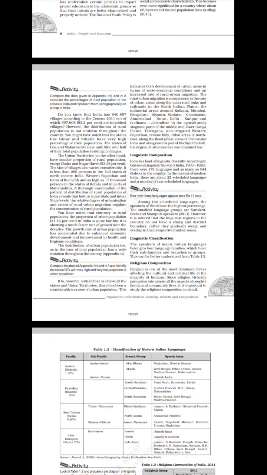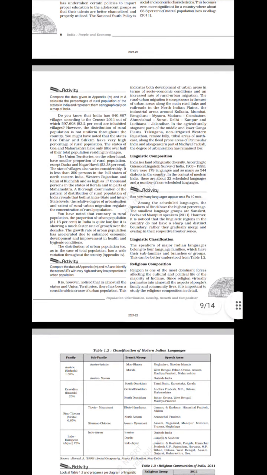Linguistic classification. The speakers of major Indian languages belong to four language families, which have their subfamilies and branches or groups. This can be better understood from Table 1.2. Religious composition. Religion is one of the most dominant forces affecting the cultural and political life of the majority of Indians. Since religion virtually permeates into almost all the aspects of people's family and community lives, it is important to study the religious composition in detail.